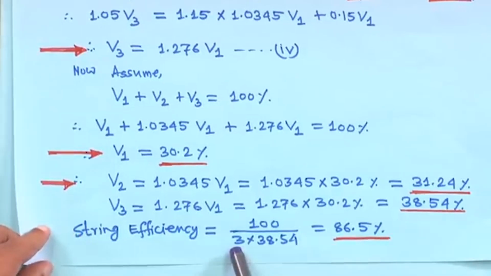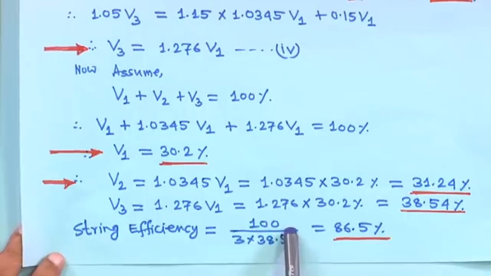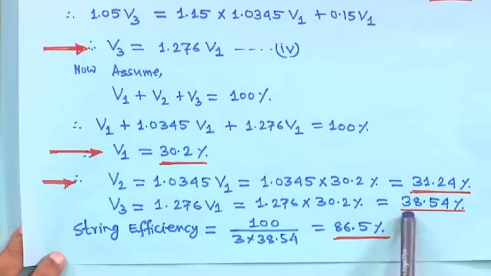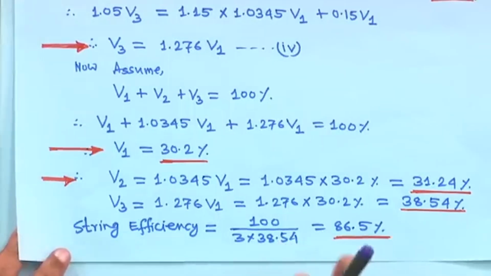Therefore, string efficiency, with voltage taken in terms of percentage, will be 100% divided by 3, because n is equal to 3, 3 discs are there, into the highest voltage, which is the voltage across the bottom unit, 38.54%. So, 86.5% string efficiency has improved.